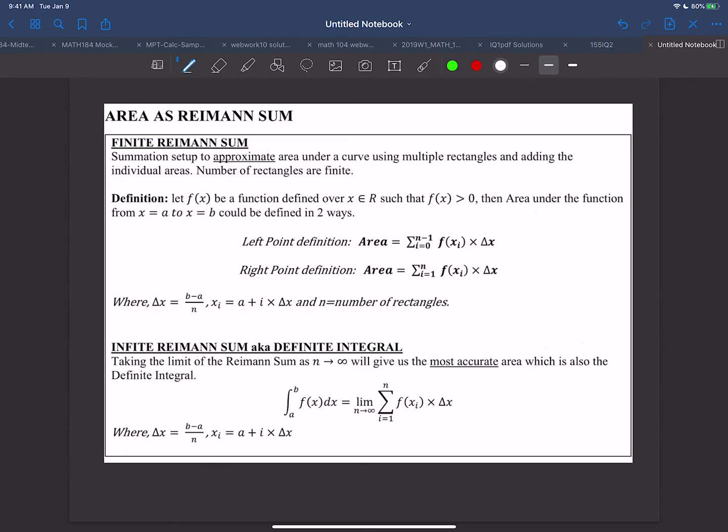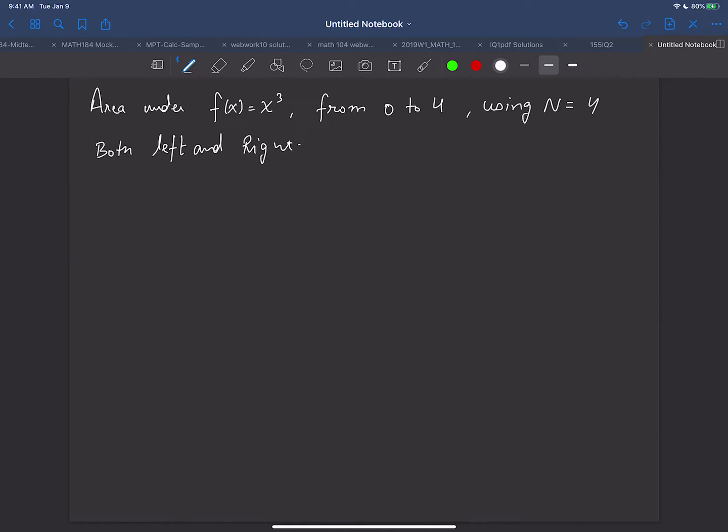So the strategy is to figure out these things first: delta x and xi. Once you have those, you can construct this whole thing and put it inside a summation. Right now, we put down the information we know. B equals 4, A equals 0, because those are the bounds given to us, and n equals 4. Once we have these three, we can jump directly to delta x. Delta x by definition is b minus a over n, which is 4 minus 0 over 4, which happens to be 1. Cool, we figured out delta x.